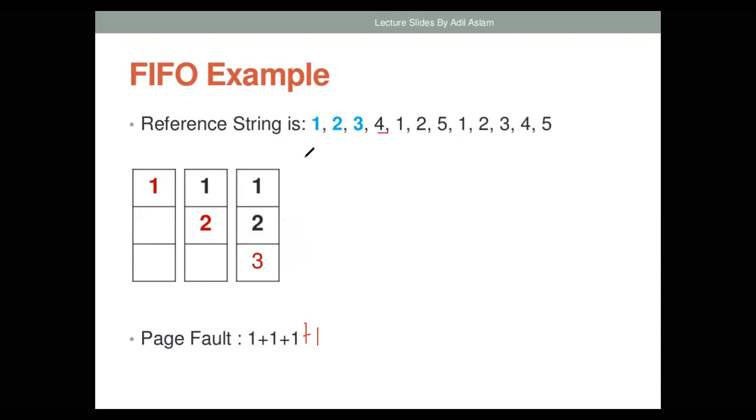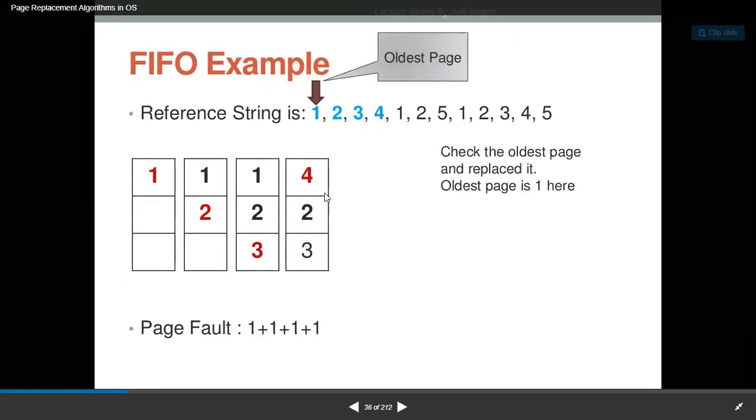We can see that 1 came, 2, 3. Obviously, this one came first, right? So what we will do, we will replace 1 with 4. And this is the concept of first in, first out example. So if I go to the next slide, you see this is the oldest page. This page 1 came first, so we replaced this one.